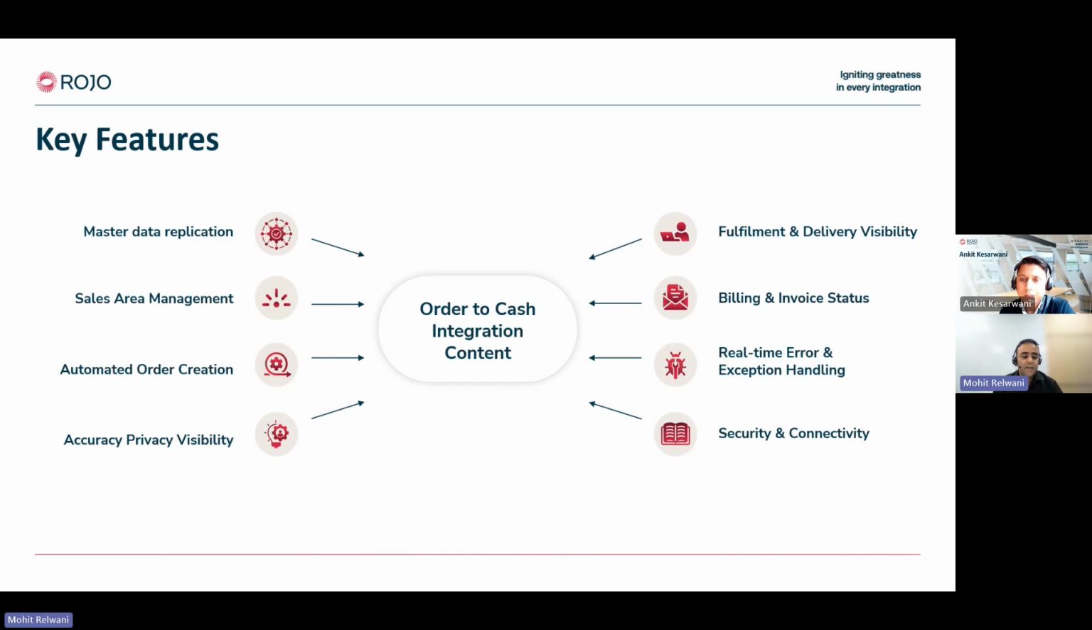And automated order creation, real-time order creation. Whenever a customer creates an order, it will real-time reflect back to the SAP system, and hence the other processes will show the status. And also overall visibility of the order to cash, as far as one order is concerned. A customer can see the complete status from ordering till delivery and then invoices. So these are the key features which we are offering as part of this solution.